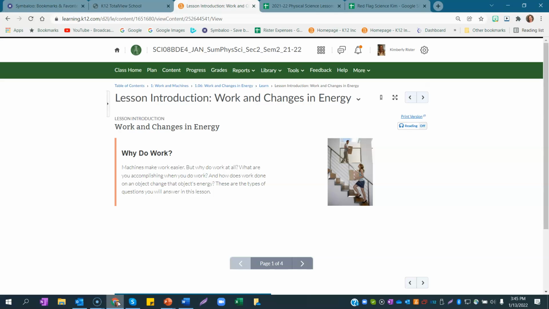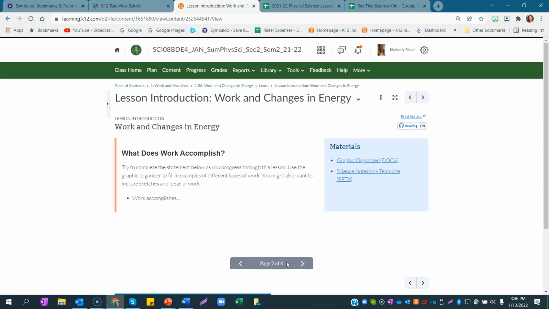So as we get into the lesson today, why do work? We've talked about machines making work easier, but why do work at all? What are you accomplishing when you do work? And how does work done on an object change that object's energy? These are the types of questions you will answer in this lesson.